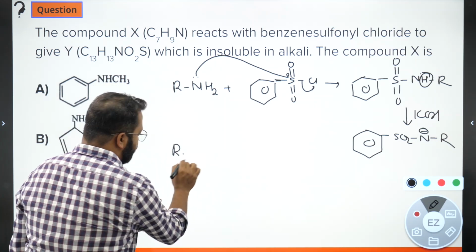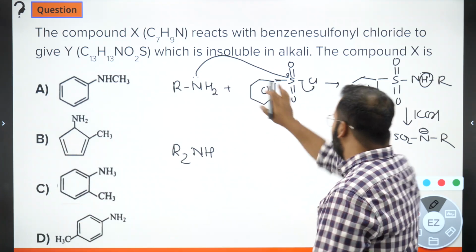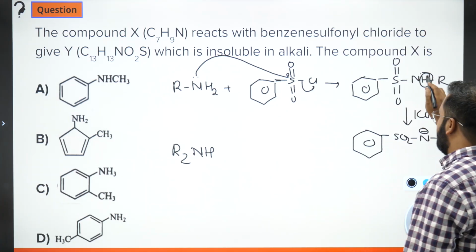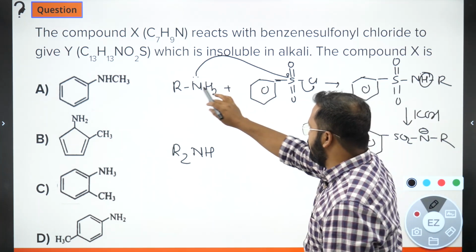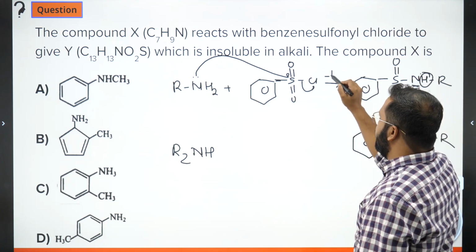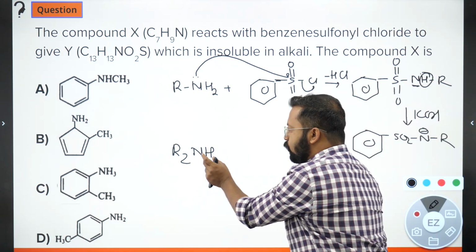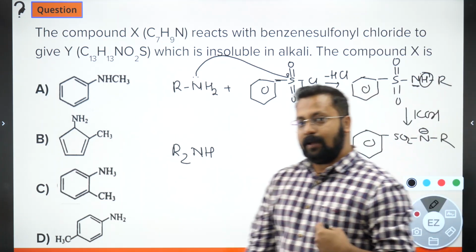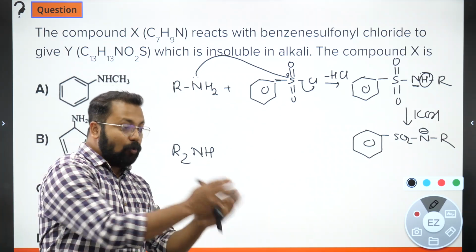But if I take a 2 degree amine, R2NH, then the first reaction will be successful. लेकिन second reaction के लिए नाइट्रोजन के पास कोई हाइड्रोजन ही नहीं रहेगा, because you are seeing that after the first reaction, the nitrogen atom loses a hydrogen. Okay, एक HCl unit निकल जा रहा है, so it is losing a hydrogen. There is only one hydrogen, so it loses a hydrogen in the first step. After the first step, it does not have any hydrogen atom attached to it, so that KOH can remove it.